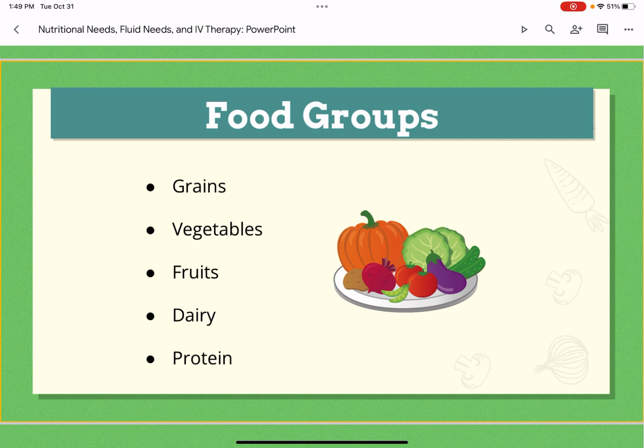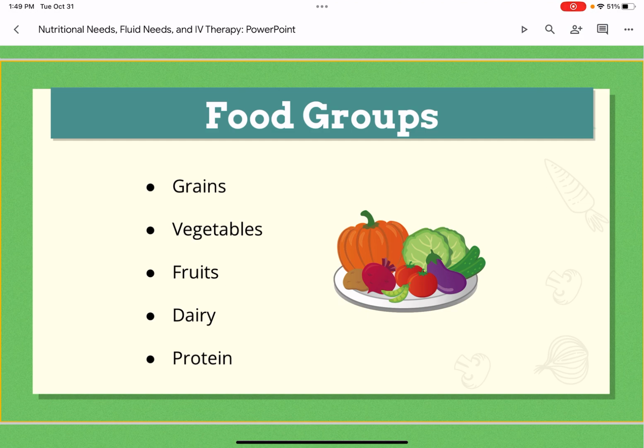The food groups are grains, vegetables, fruits, dairy, and protein. Grains are foods made of wheat, rice, oats, cornmeal, barley, or other cereal grains. Bread, pasta, oatmeal, breakfast cereals, tortillas, and grits are examples.